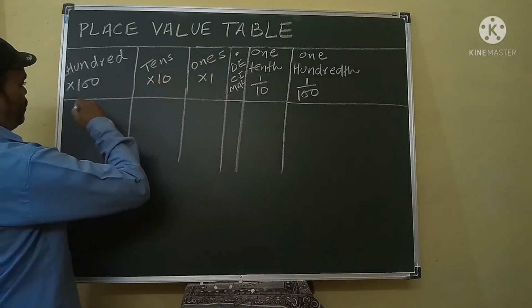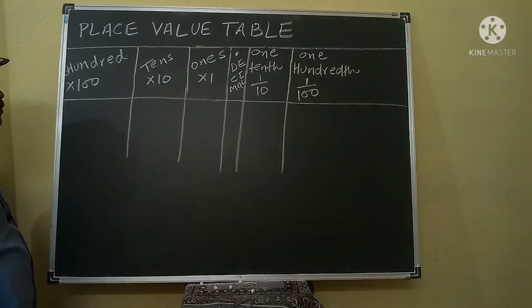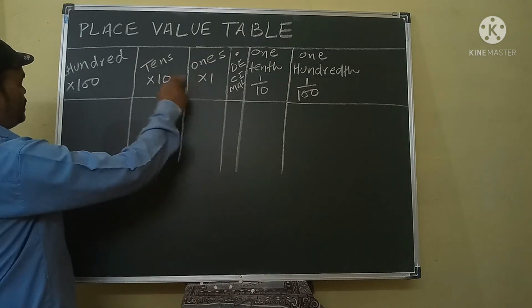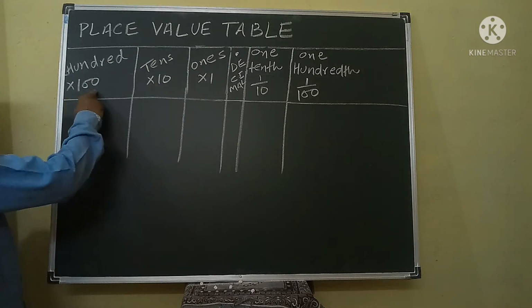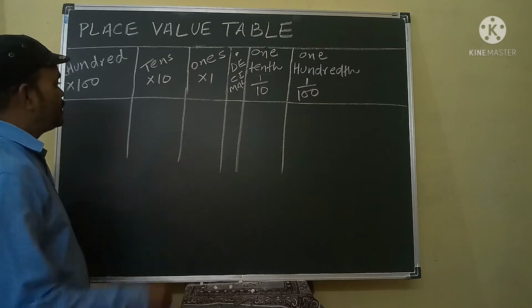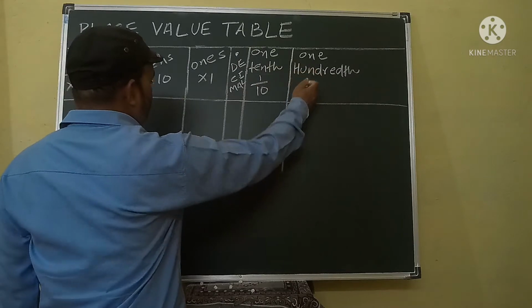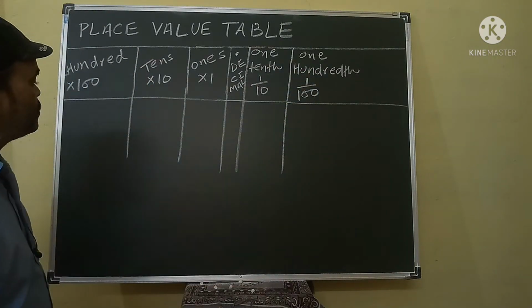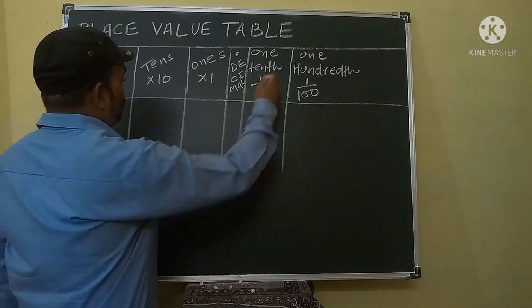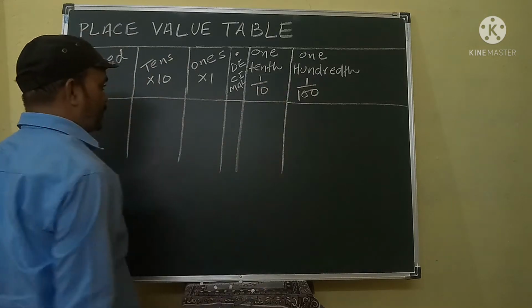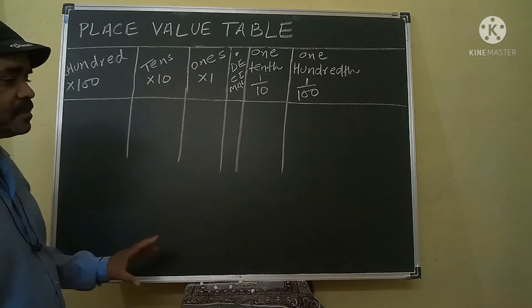In the left side of the decimal is ones, tens, hundred. That means ones multiplied by 1, tens multiplied by 10, 100 multiplied by 100. Okay. In the right side of the decimal is 1/10, 100, 1000 and so on. 10th means 1/10. 100th means 1/100. 1000th means 1/1000 and so on.